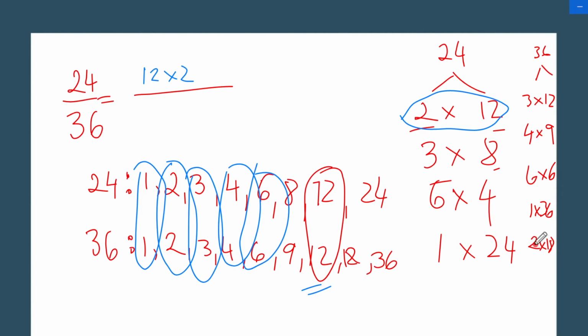And here the 12 was here, so we have 12 times 3. And now we divide 12 by 12 and we get 2/3. Okay, so that is one way of doing it.